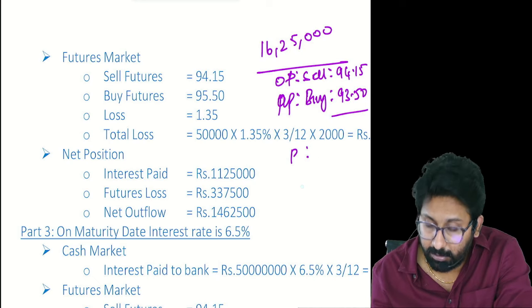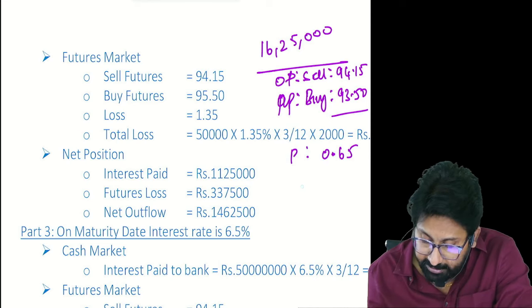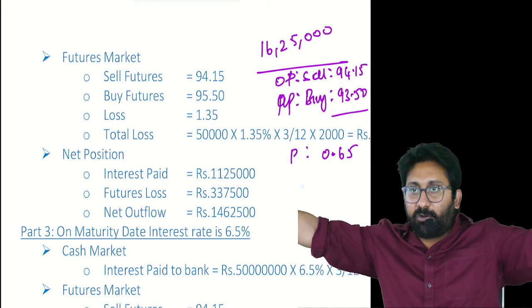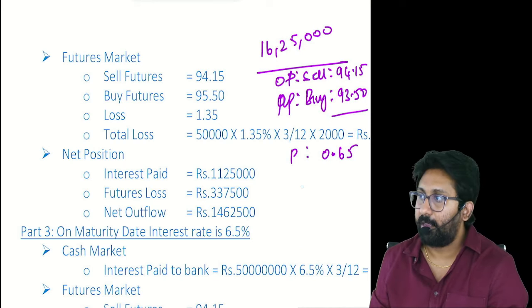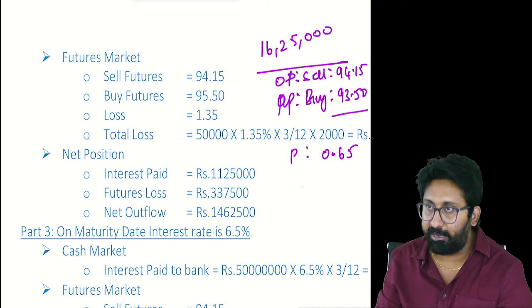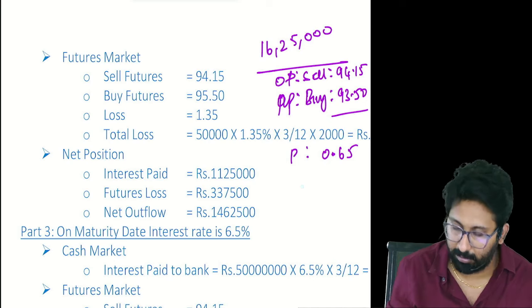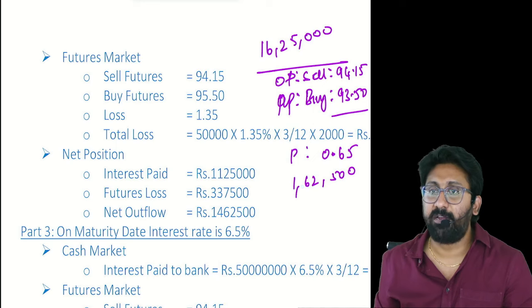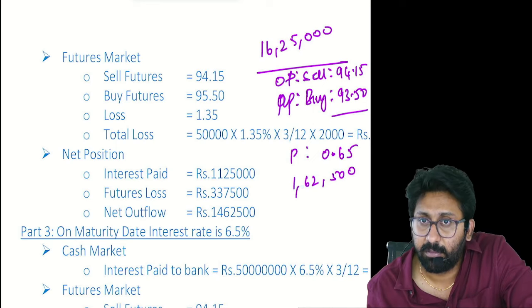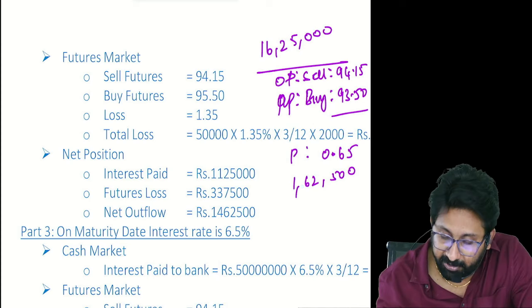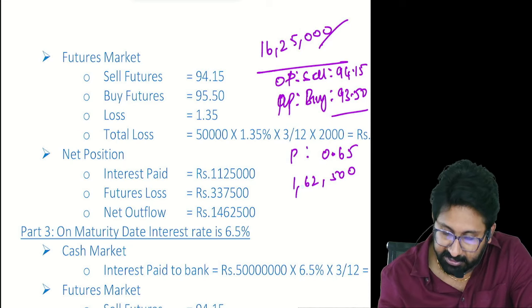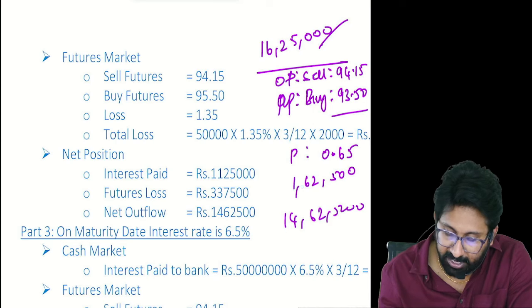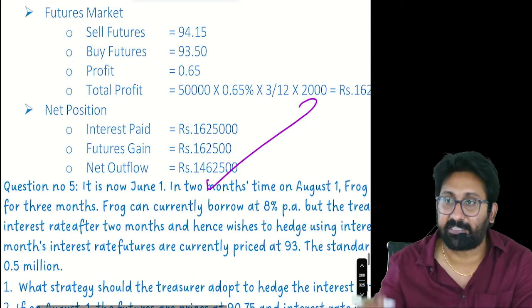How much? 0.65 for 1 rupee. This is a profit. We have to take it for the whole 2000 contracts into 50,000. Take a calculator: 50,000 into 2000 into 0.65 into 3/12. That is 1,62,500. Is this profit or loss? Profit. Is this expense or income? Net expense is 16,25,000 minus 1,62,500, which is 14,62,500. That's all. In any situation, you will not pay more than 14,62,500.